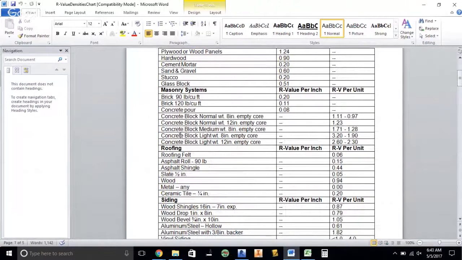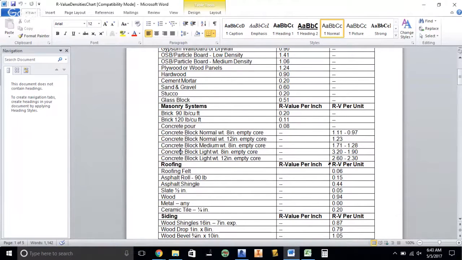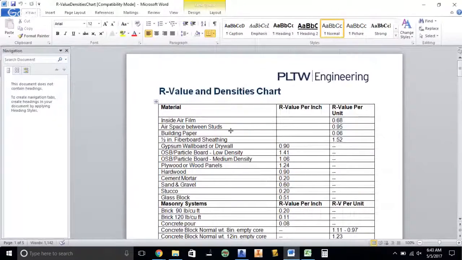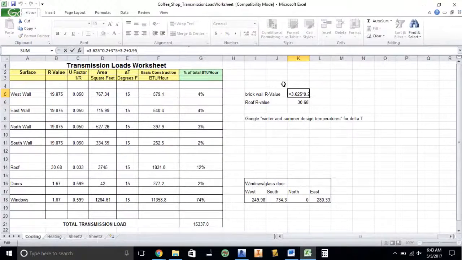Yep, so here we are. CMU between 1.9 and 3.2, or between 2.3 and 2.6. I took the 3.2. Again, this is not a per inch, it's a per unit. So I simply just added 3.2. And then I believe it was my air gap that makes up the difference. Yeah, airspace between studs. I took that as being an air gap. Maybe not the most correct thing there, but I took my 0.95 and I added that into my equation as well. After pushing enter, I had 19.875, that's my R value for each of my brick walls.